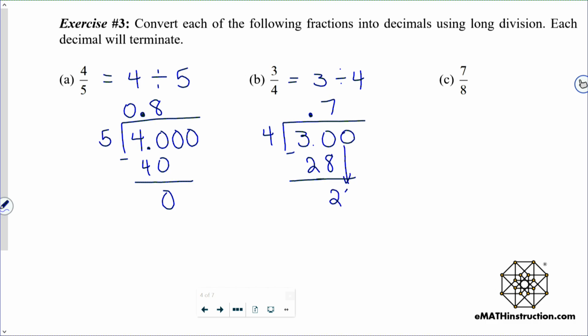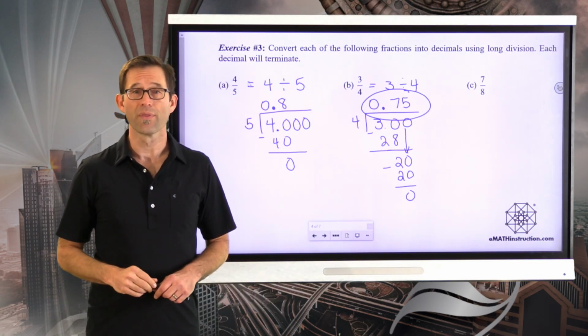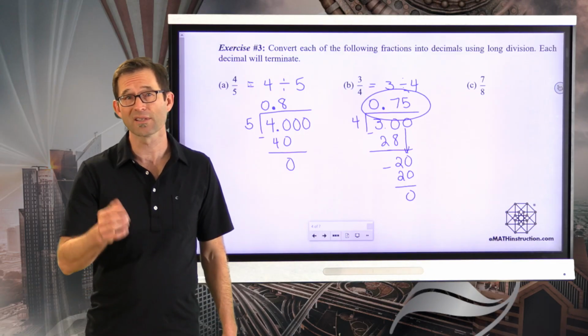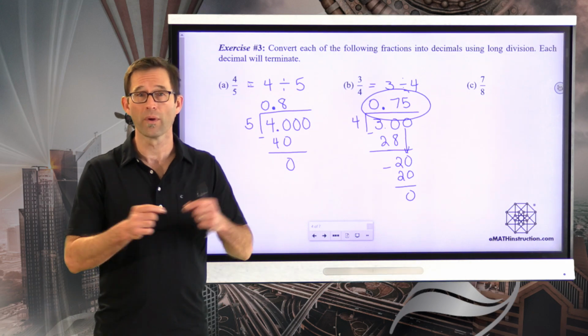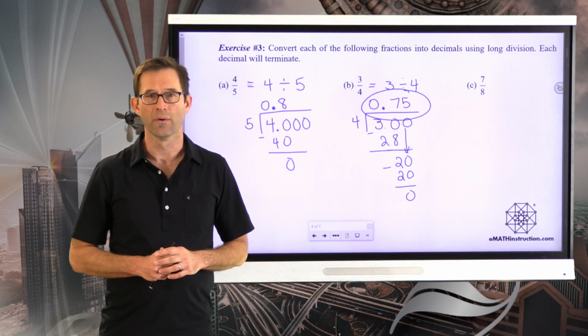So I have to drop another 0 down. Now, how many times does 4 go into 20? That's 5 times. I get 20, I do a subtraction, and I get a remainder of 0. So 0.75. 3/4 and 0.75 are the same thing. And again, you know that. If I had 3/4 and I said, how many cents do you have? You'd say 75 cents, right? 75 1/100ths. Pause the video now and do letter C on your own.